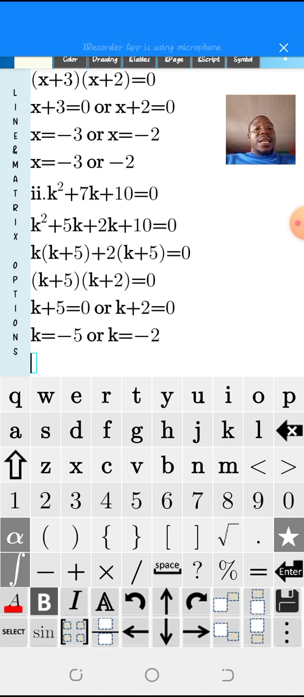And always remember that anything crossing the sign of equal to, the sign changes. I think I've explained this in my previous video on simple equation. So from here now, your k is equals to minus 5 or minus 2.